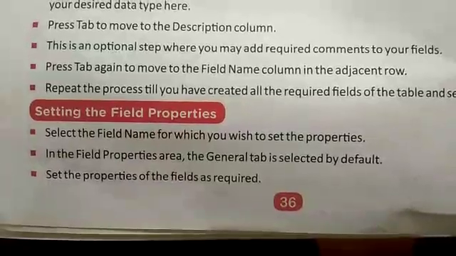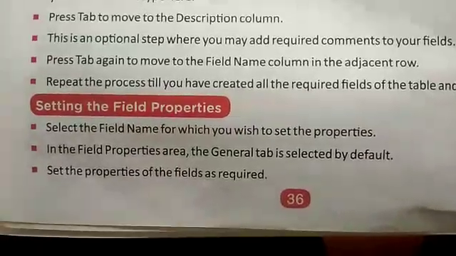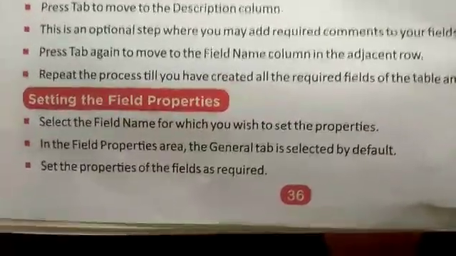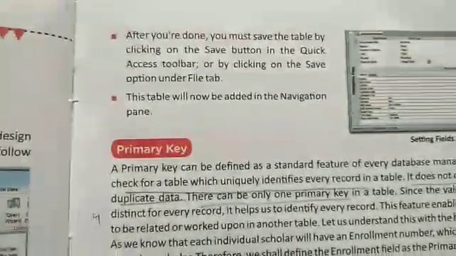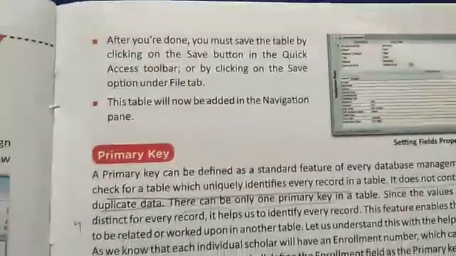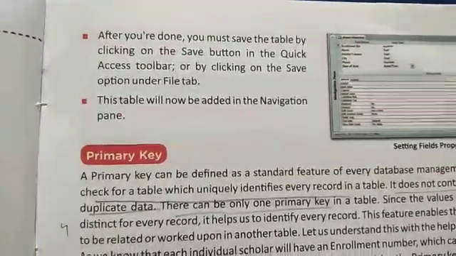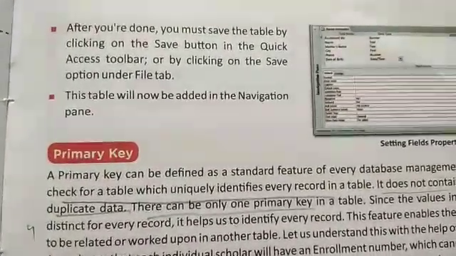Select the field name for which you want to set the properties. In the field property area, the General tab is selected by default. Set the property of the field as required. After you have done, you must save the table by clicking on the Save button in the Quick Access Toolbar, or by clicking the Save option under the File tab.